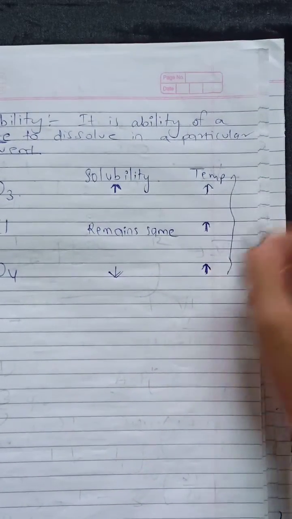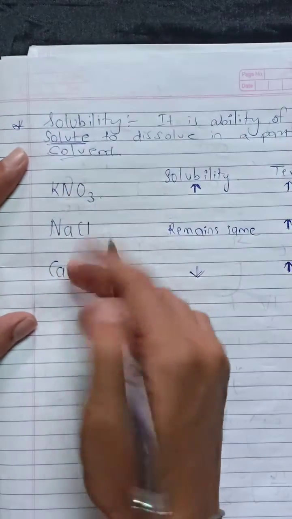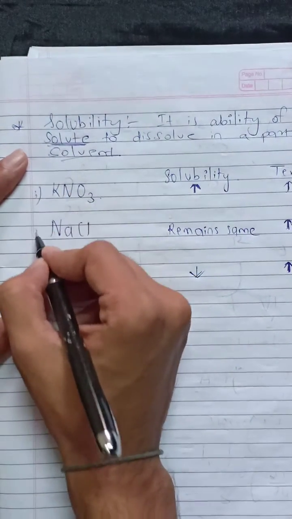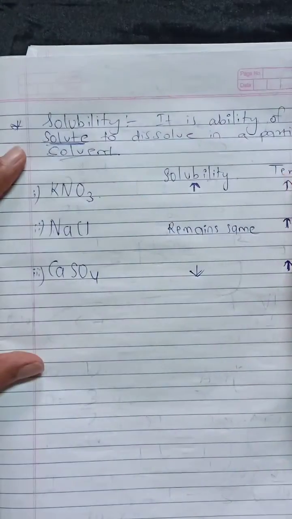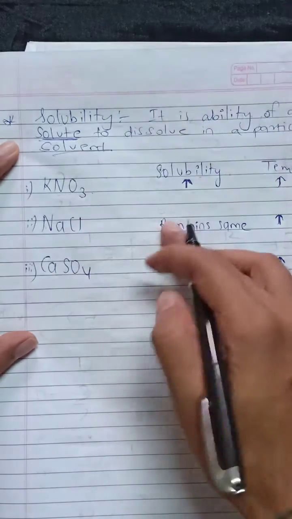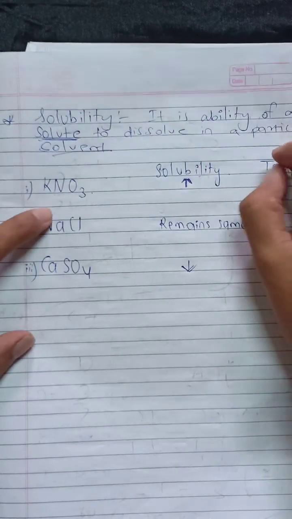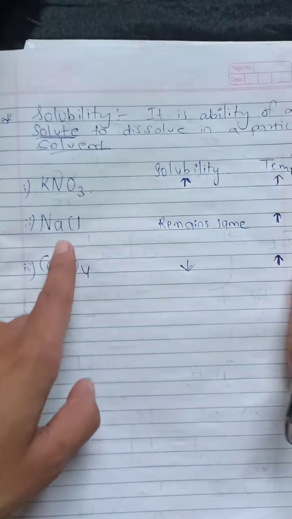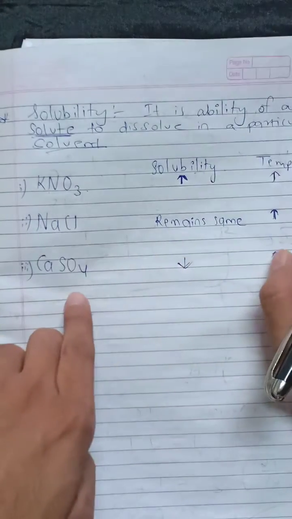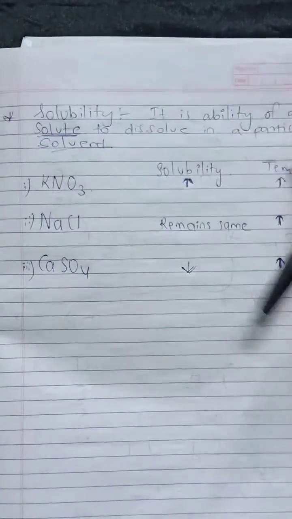See, in these three cases, the temperature has been increased, but the solubility of the different salts, potassium nitrate, NaCl, calcium sulfate, differs. When temperature is increased, the solubility of potassium nitrate increases. In NaCl, when the temperature is increased, the solubility remains the same. And in calcium sulfate, when the temperature is increased, the solubility decreases. So this is fixed and constant in nature.